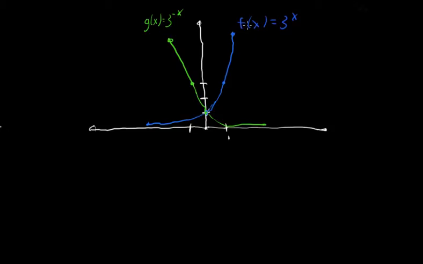Here we're looking at two functions. The first function is f of x equals 3 to the x, and the second function is g of x equals 3 to the negative x. Both of these functions are actually continuous for all real numbers x. So f of x equals 3 to the x is just an exponential function with base 3.